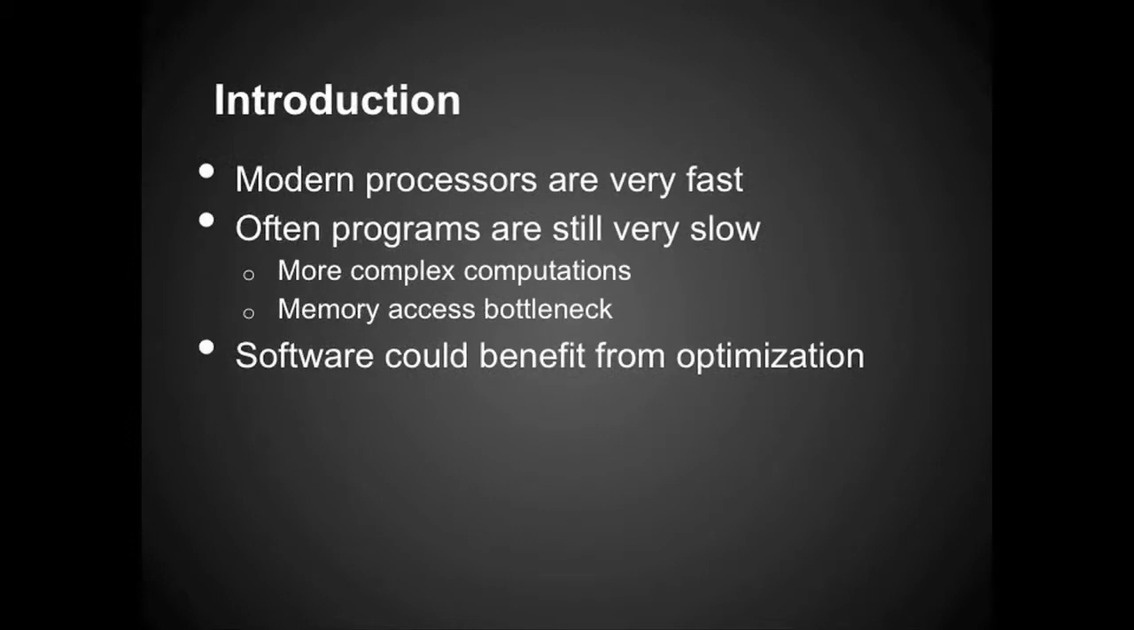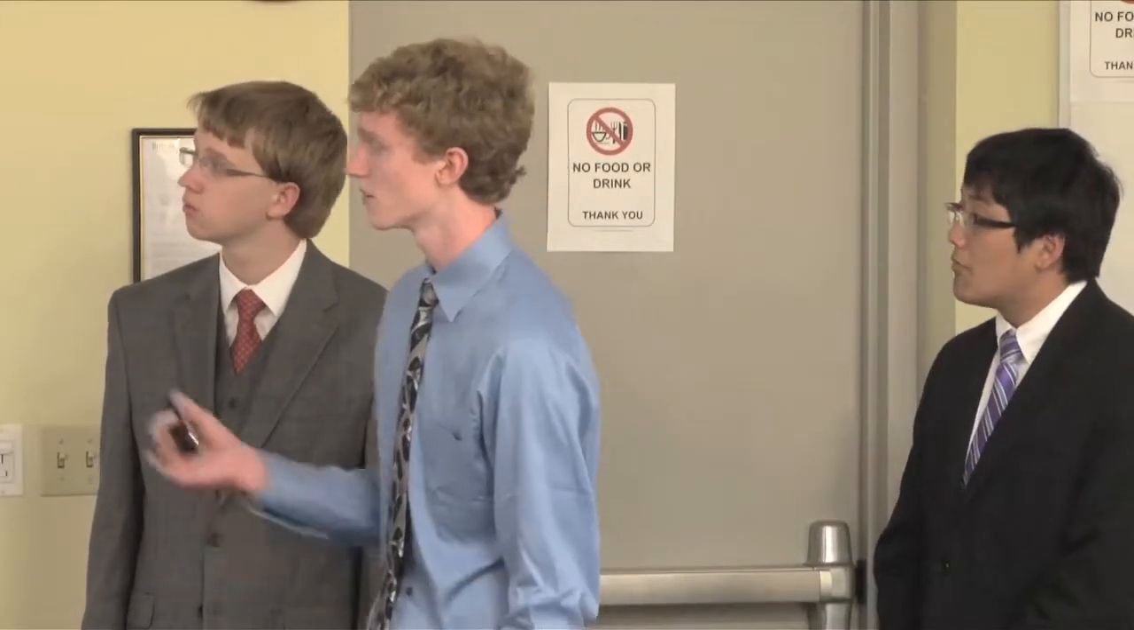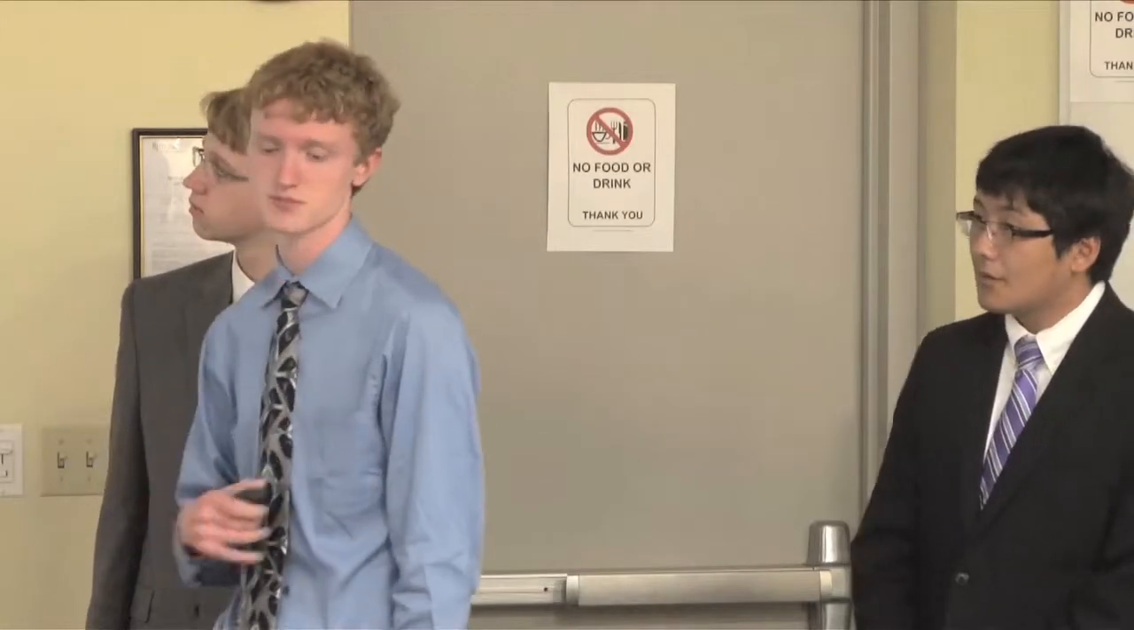All right, so in computing, we now have processors that are very fast. They can run at 2.4 gigahertz speed, which is eons ahead of what we've had in the past. But we still have a problem that programs often run very slowly. One of the reasons for this is that we are running much more complex computations on our machines now. That does contribute. The biggest contributor is the memory access bottleneck.